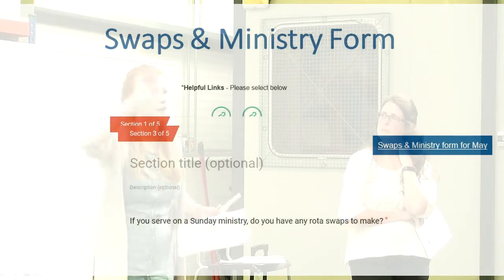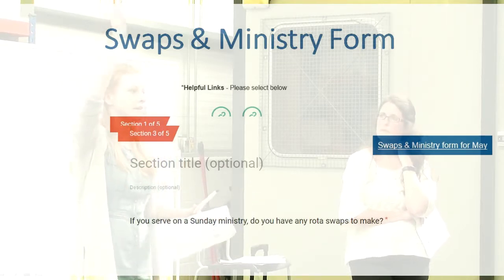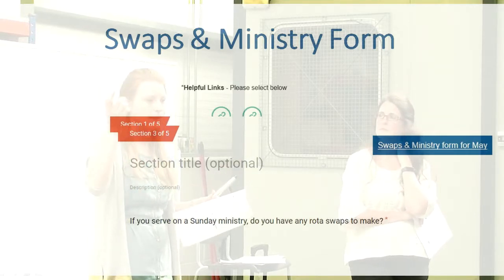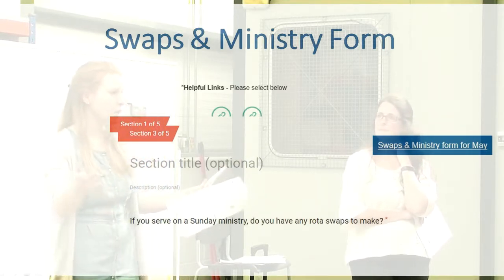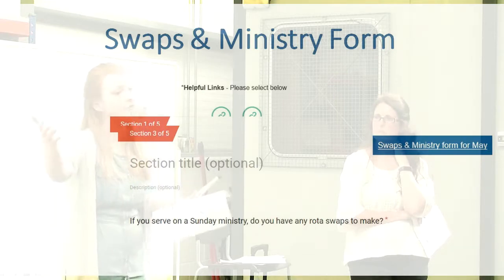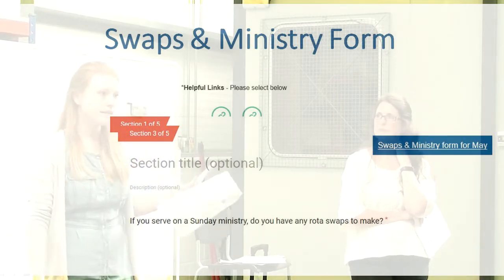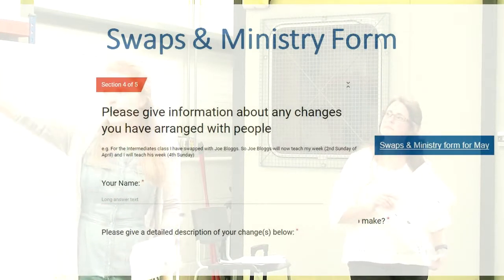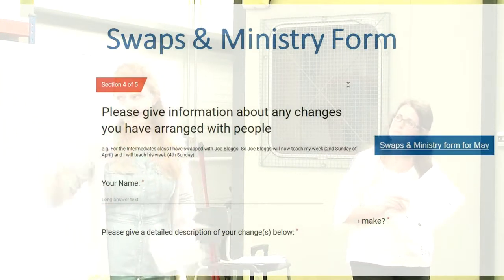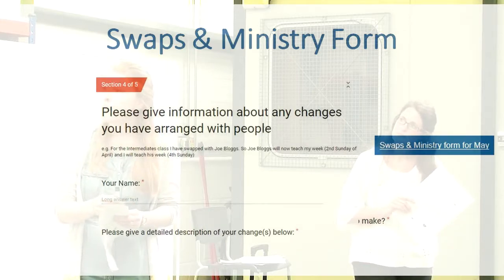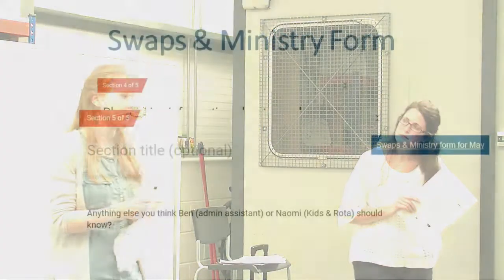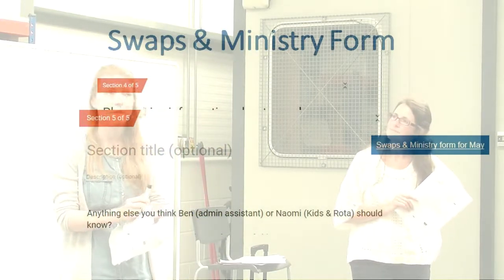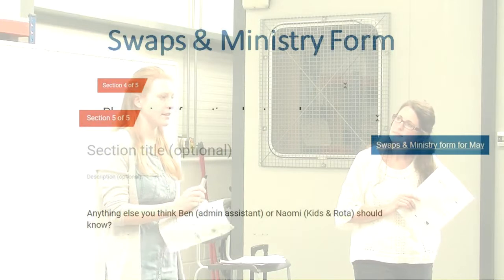So if you're on holiday in August in the second week, then you say, oh, I'm not going to be there, can I just swap with so-and-so, and you might serve on the 4th Sunday that week, okay? I hope that sounds fair. Then here you're going to explain which changes you've made and who you are. And the 5th question is just anything else you think we should know, which you probably won't need to tell me, hopefully. Everyone else who's on the rota also uses this.